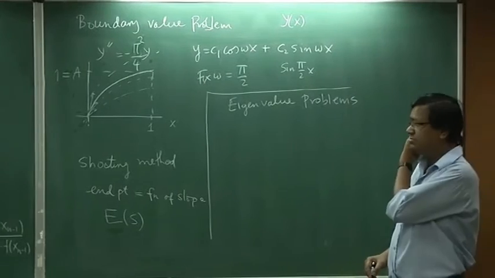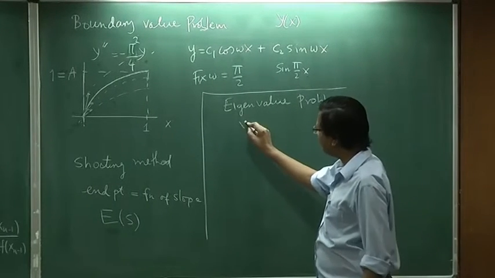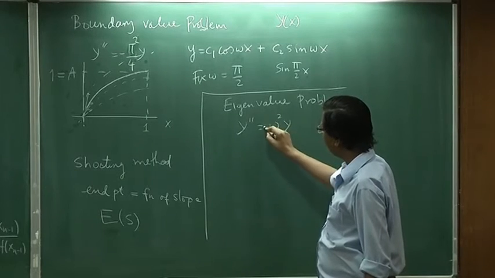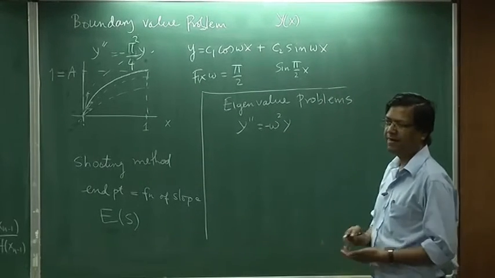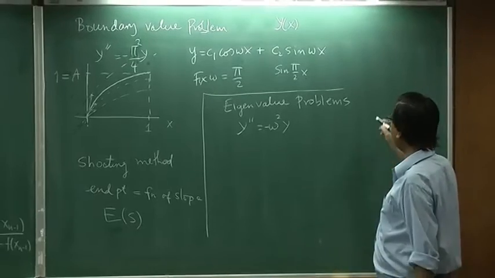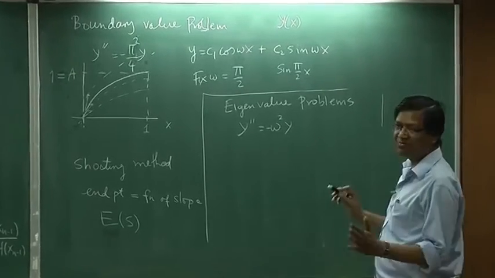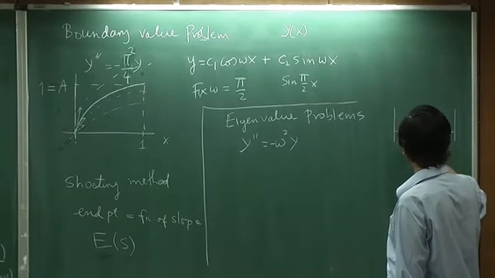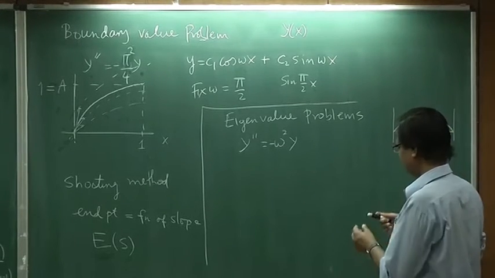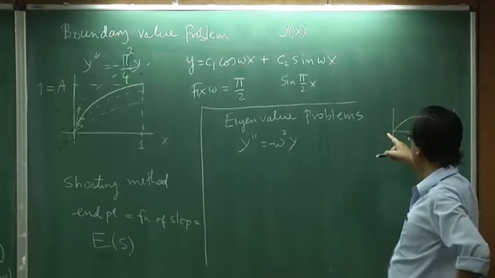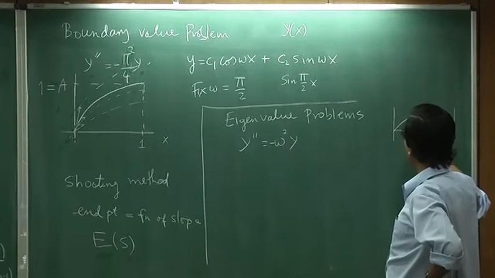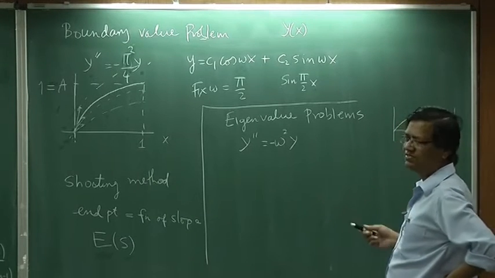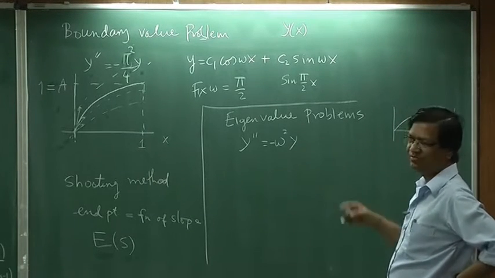So what are eigenvalue problems? Now this is going to be y double prime equals minus omega squared y. I am going to give you the endpoints. It's the same as the string problem. The endpoints are where the value of the function is 0. Okay, I get 0. Now I have to find what are the omegas which satisfy this equation.